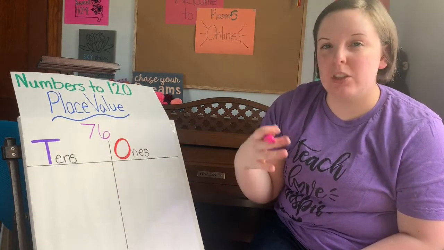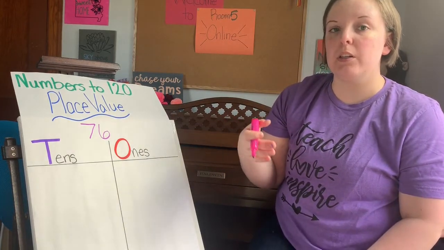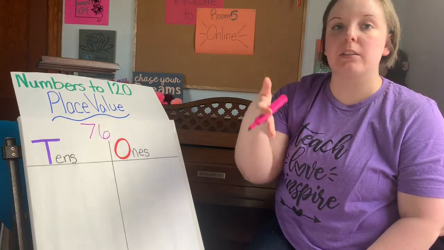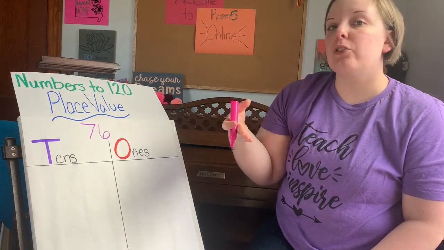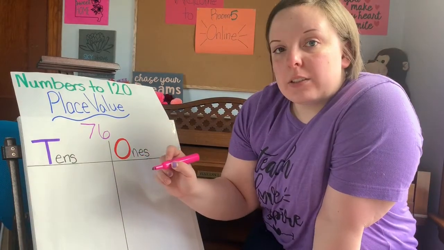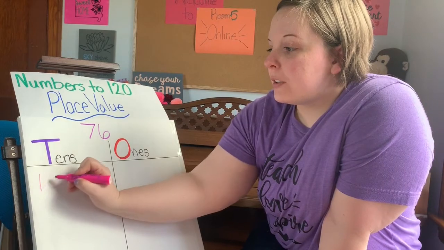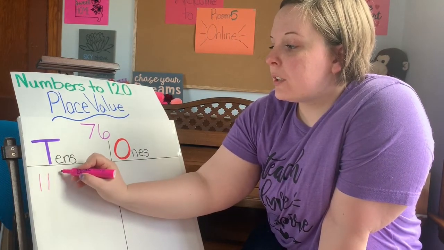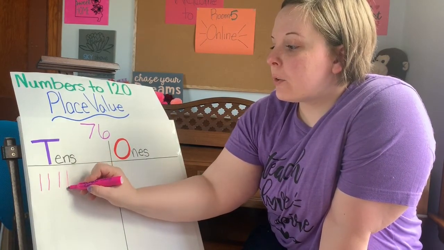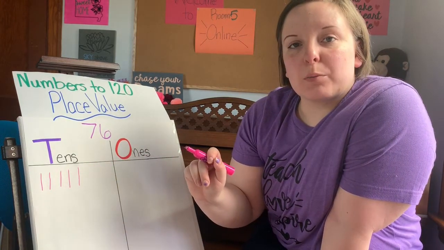Remember, my friends, just like if we were building our number 76, we would build our tens with a rod, with a stick. We're going to sketch a 10 with just one straight line down. I'm going to go ahead and sketch out 7 tens. I have 1, 2, 3, 4, 5. I'm going to pause here for just a second, my friends.